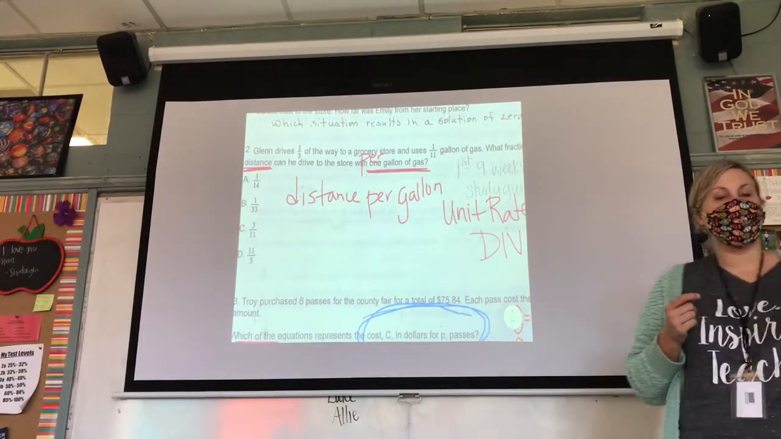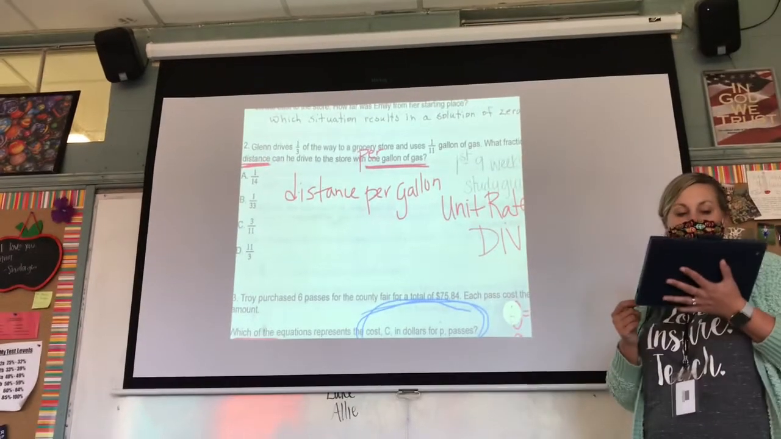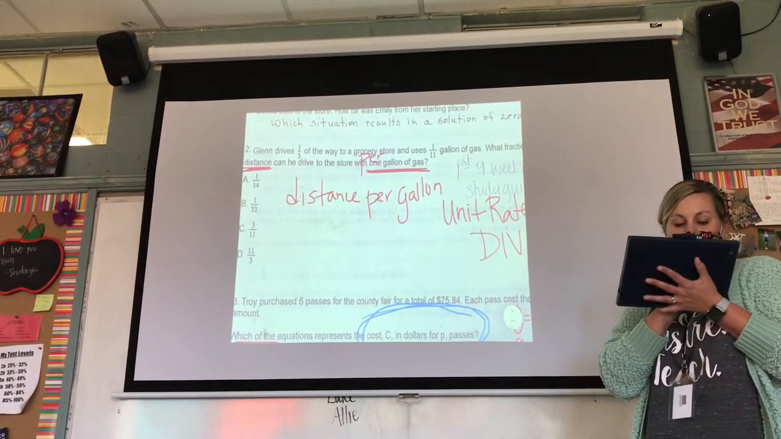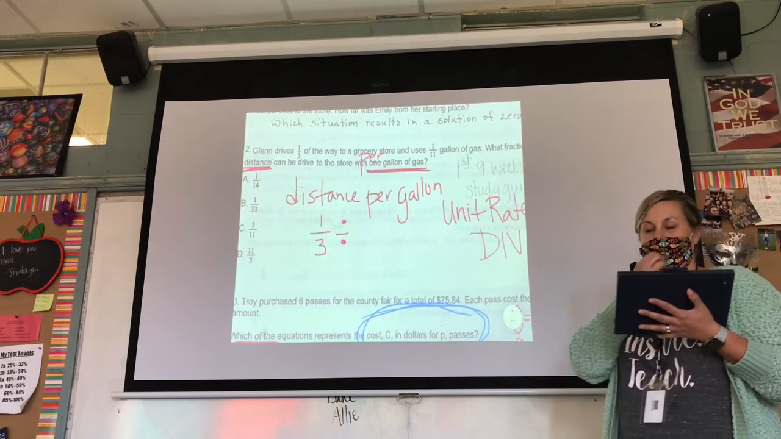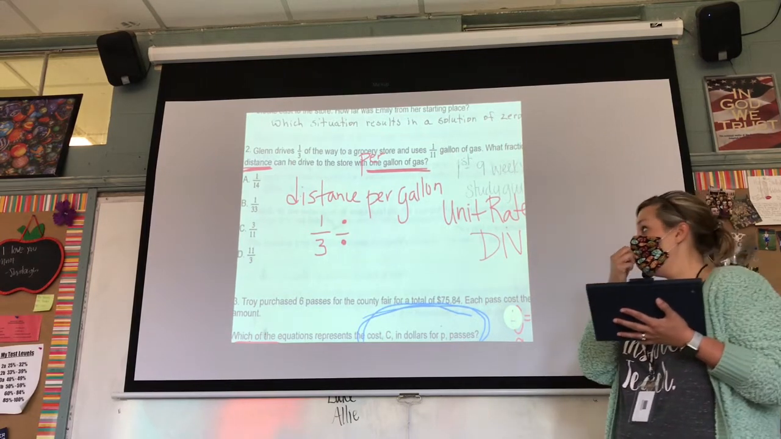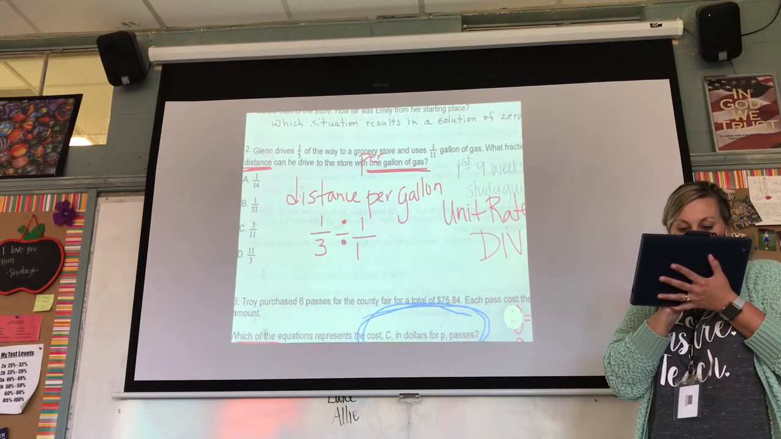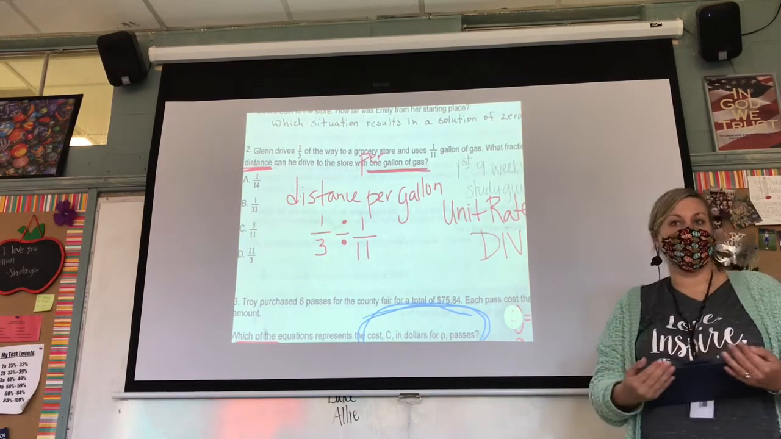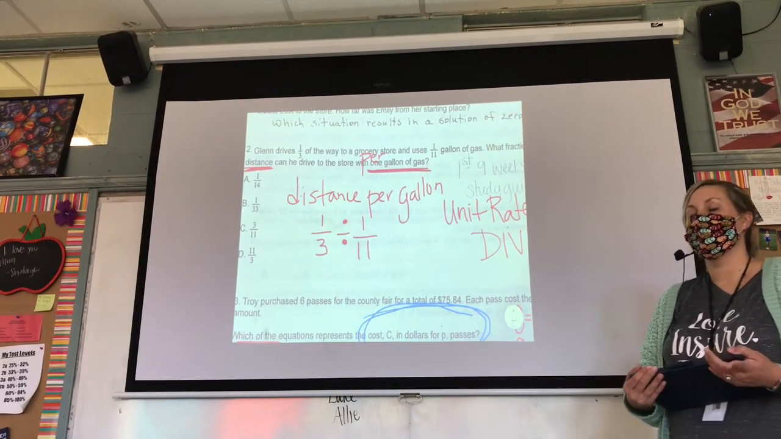If you go back and look, how far did it say Glenn drove? 1/3 of the way. A third of the way to the store. We're going to divide. And how many gallons of gas did he use? 1/11. Alright. Is everybody good? Austin, what'd you get, love? Okay, hang on one second.